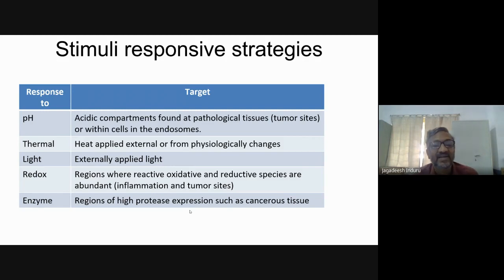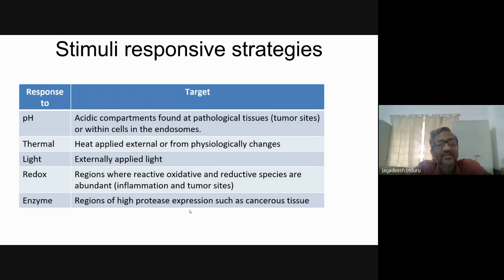Light is mostly externally applied, and it is used to bring about photolytic changes inside the target organs, making the target reached by the drug. Another one is redox reactions. Most of the time, regions where reactive oxidative and reductive species are abundant, as in inflamed tissues or tumor tissues, because of these changes in redox conditions, we use it for targeting. Another one is enzyme. Regions of high protease expression are present in cancer tissue when compared to regular tissues. This protease expression acts as a stimulus for drug targeting.